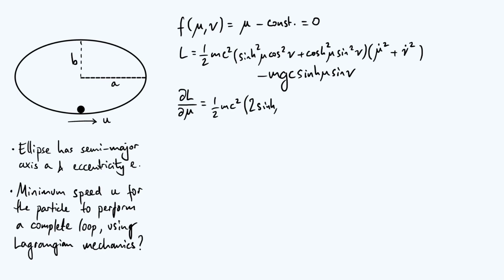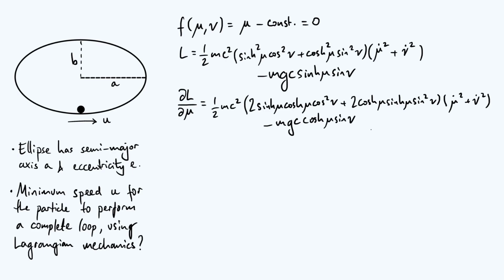So you get 2 sine mu and then cos mu from the chain rule. You've still got your cos squared nu. Okay. Then you have to differentiate the cos squared. Again, you do it the same way. You get 2 cos mu, sine mu using the chain rule, and then sine squared nu. Then you still have these squared derivatives at the end, mu dot squared plus nu dot squared, because they don't depend explicitly on the coordinates themselves. Then you just have to differentiate this sine mu part of your potential energy bit, and you get minus mgc times cos mu and then sine nu.